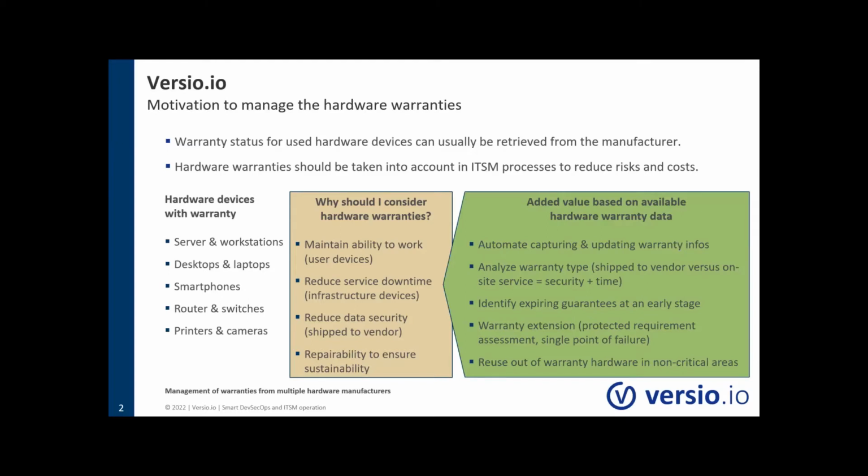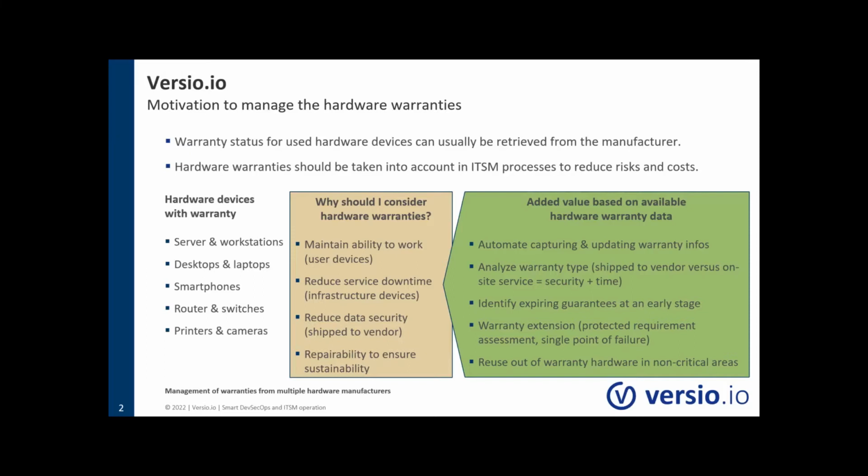If I have the warranty data available, then I get the following added values. Always up-to-date hardware warranty data as well as its change history. In other words, it's the best possible transparency about the hardware in use. With the data, we ensure the analyzability of the warranty data. For example, warranty types can be analyzed to adjust security and recovery times to business requirements.